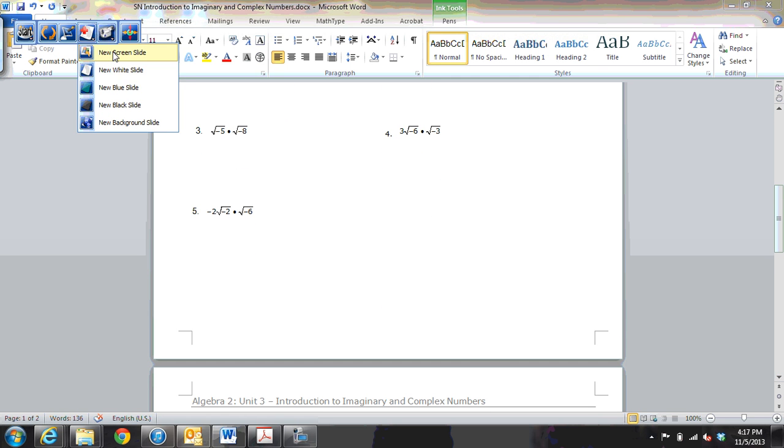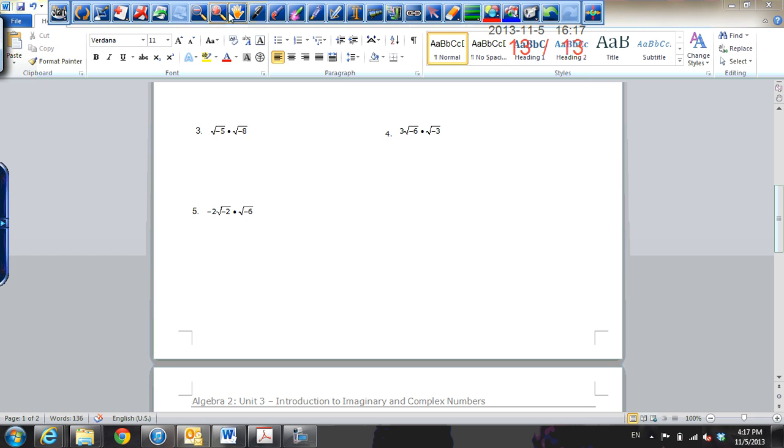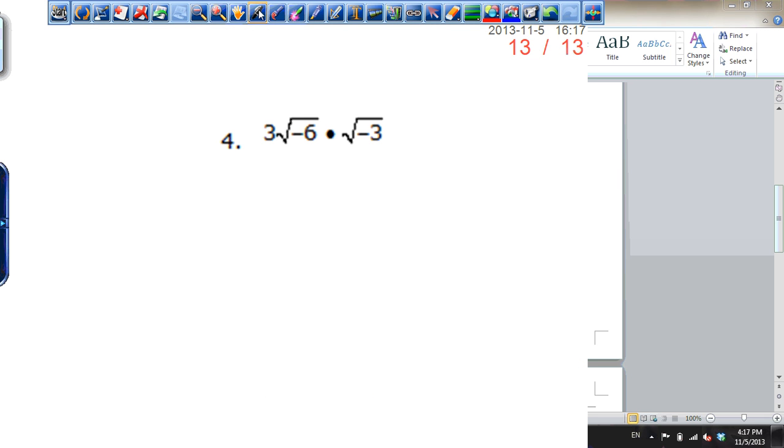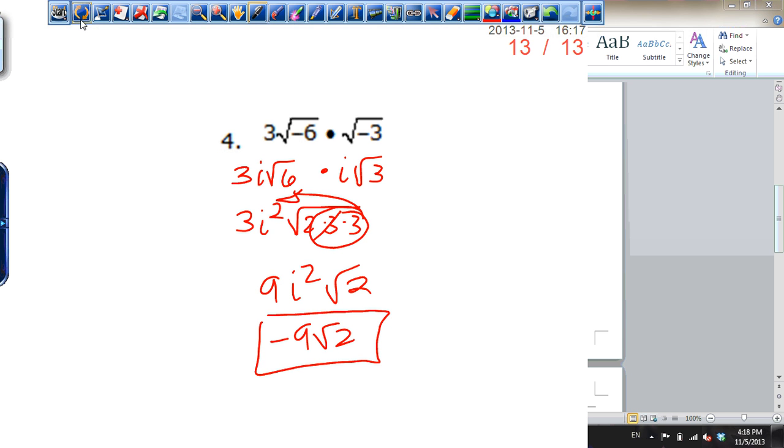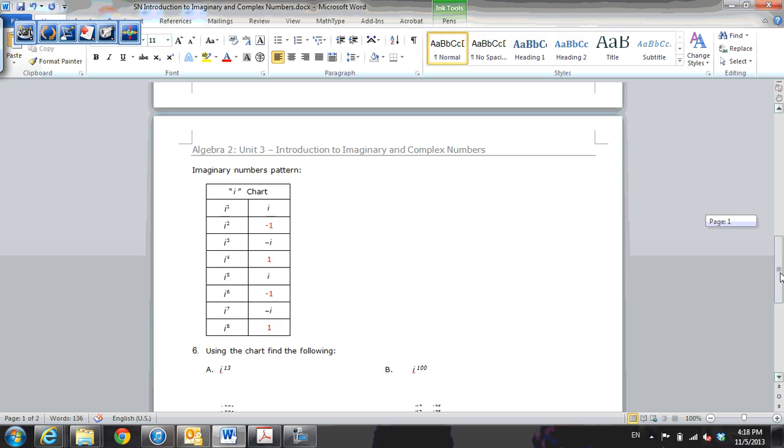So that's how those work as far as simplifying goes. When we're dealing with multiplication, we just got to be sure that we get the i's out and then we multiply. So let's look at number 4. I'm going to have 3i root 6 because 6 is negative 1 times 6 times i root 3. And now we're just going to multiply the outsides, multiply the insides. So I get 3i squared times 6 breaks up into 2 times 3 times 3. Got a pair of 3's, one goes on the outside, the other one dies. So now I got 9i squared, square root of 2. Well, i squared is negative 1, so negative 9 square root of 2. That's how those work. Just multiply the outsides, multiply the insides.